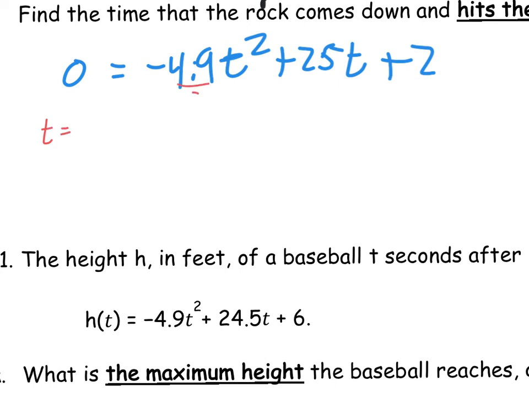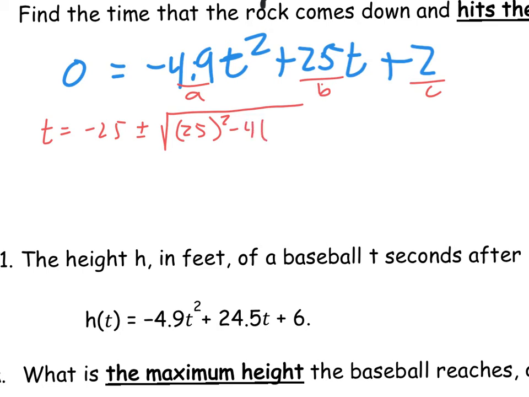Negative b, well, here's a, b, and c again. So negative b would be negative 25 plus or minus the square root of b squared, which is 25. Make sure you put it in parentheses. Minus 4 times a, which is negative 4.9, times c, which is 2, all over 2a. So 2 times negative 4.9. Okay, so a little bit of calculator work here.